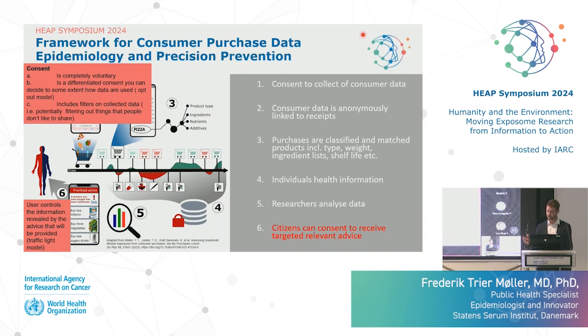It is, of course, important that this consent is well thought out. It should be completely voluntary, and it is also an option perhaps to include differentiated consents to allow people to decide to some extent how data are used. We could also include some filters that would allow people to filter out things they don't like to share with researchers. On the other hand, users and citizens are very different, so it could also be possible to decide how you would like to receive information or advice in some kind of, for instance, traffic-light module.